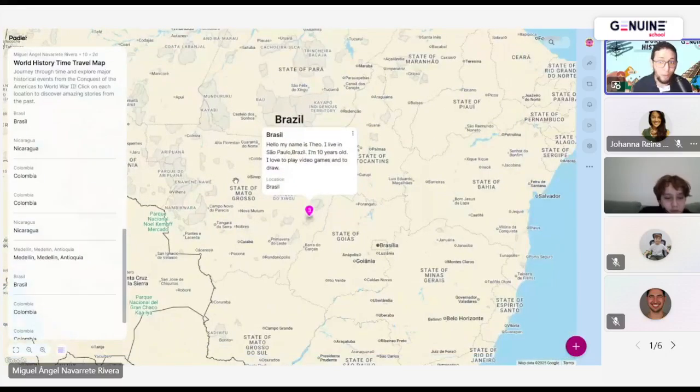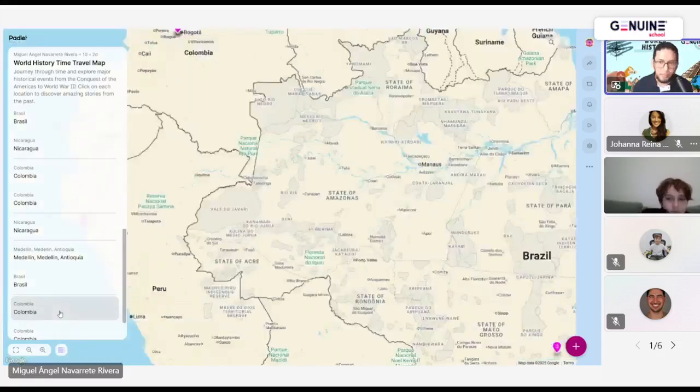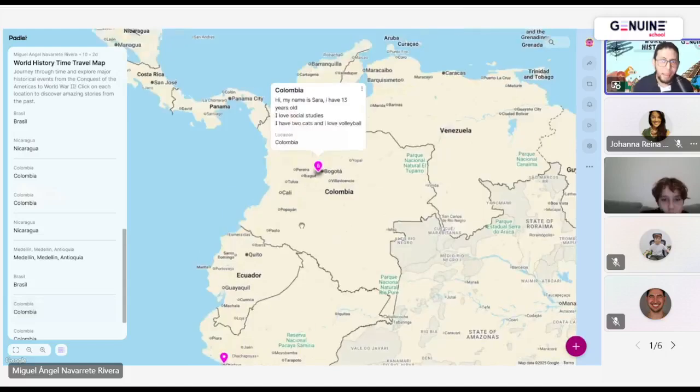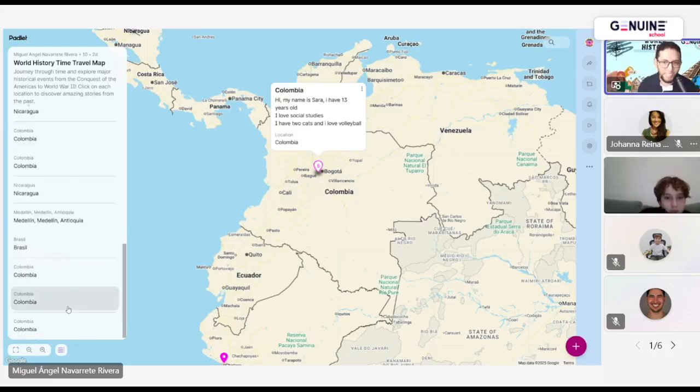Okay, we have Theo. I live in Sao Paulo, Brazil. I am 10 years old. I love to play video games and draw. So welcome, Theo. Welcome to this time travel. Let's see who else we have in Colombia. Hi, my name is Sarah. I am 13 years old. I love social studies. I have 2 cats and I love volleyball. Oh, amazing. Welcome, Sarah. Let's see who else.